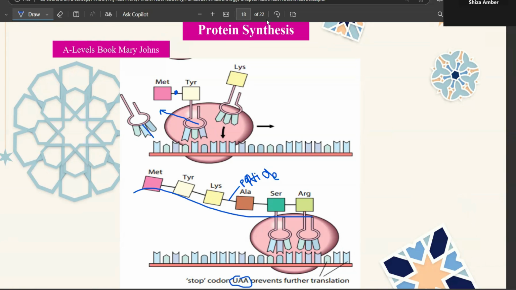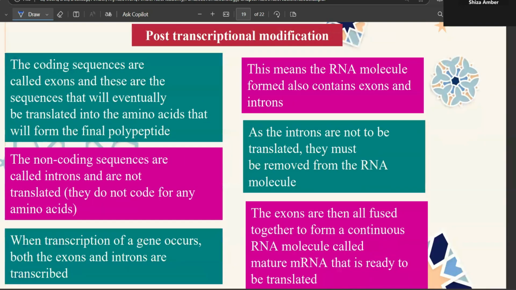Minha, Usman, are you able to understand? जी मिस मिस। थोड़ा सा डिफिकल्ट है लेकिन समझ आ रहा है। ठीक है. और उस्मान, आप कुछ कह रहे हैं? नहीं मिस, मुझे आ गई है समझ। चलिए अब थोड़ा सा पोस्ट ट्रांसक्रिप्शनल मॉडिफिकेशन करते हैं.